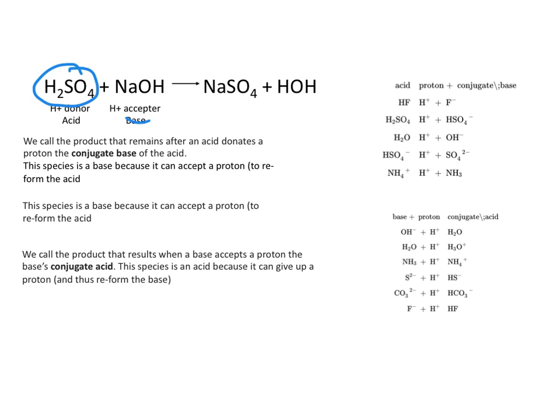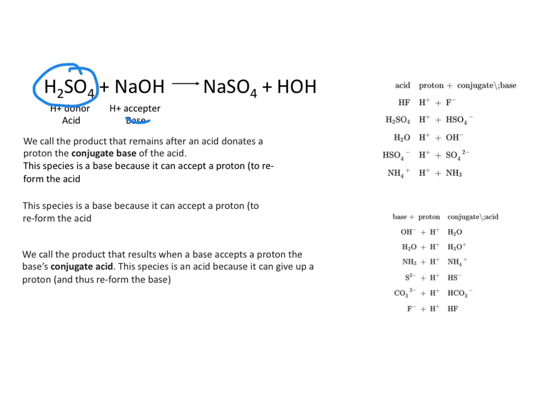We're going to add two more terms to our definition here, and that is the idea of a conjugate acid and a conjugate base. So we call the product that remains after an acid has donated a proton a conjugate base. In other words, it's now actually going to be able to accept a hydrogen because it gave away its hydrogen. We call the product that results when a base accepts a proton the conjugate acid. This species is now an acid because it accepted a proton, so it now has a proton it can give up.